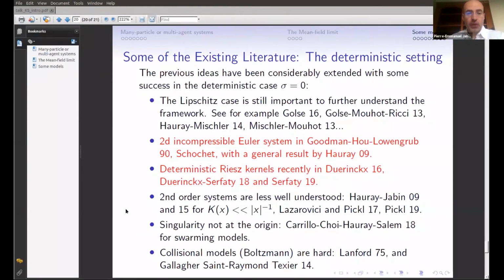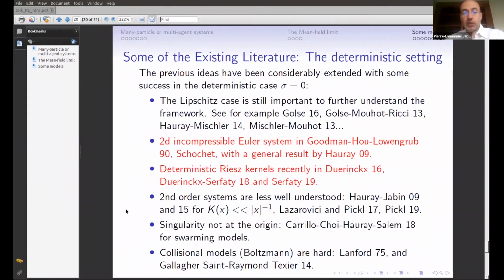And now we'll finish this broad introduction by just quoting some of the main results. Now there is very extensive literature, so I hope you will forgive me if I didn't quote your favorite paper here. Just trying to keep it reasonably short. I want to emphasize two things. First of all, the deterministic case is now much better known than the stochastic case.